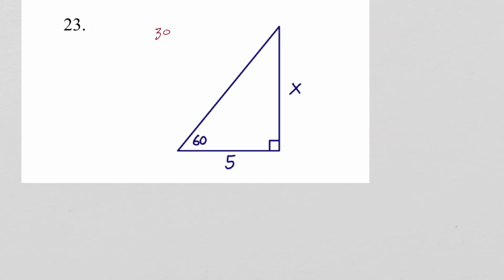This is a 30, 60, 90 triangle. So the short side times root 3 is equal to the long side. So x is equal to 5 root 3.